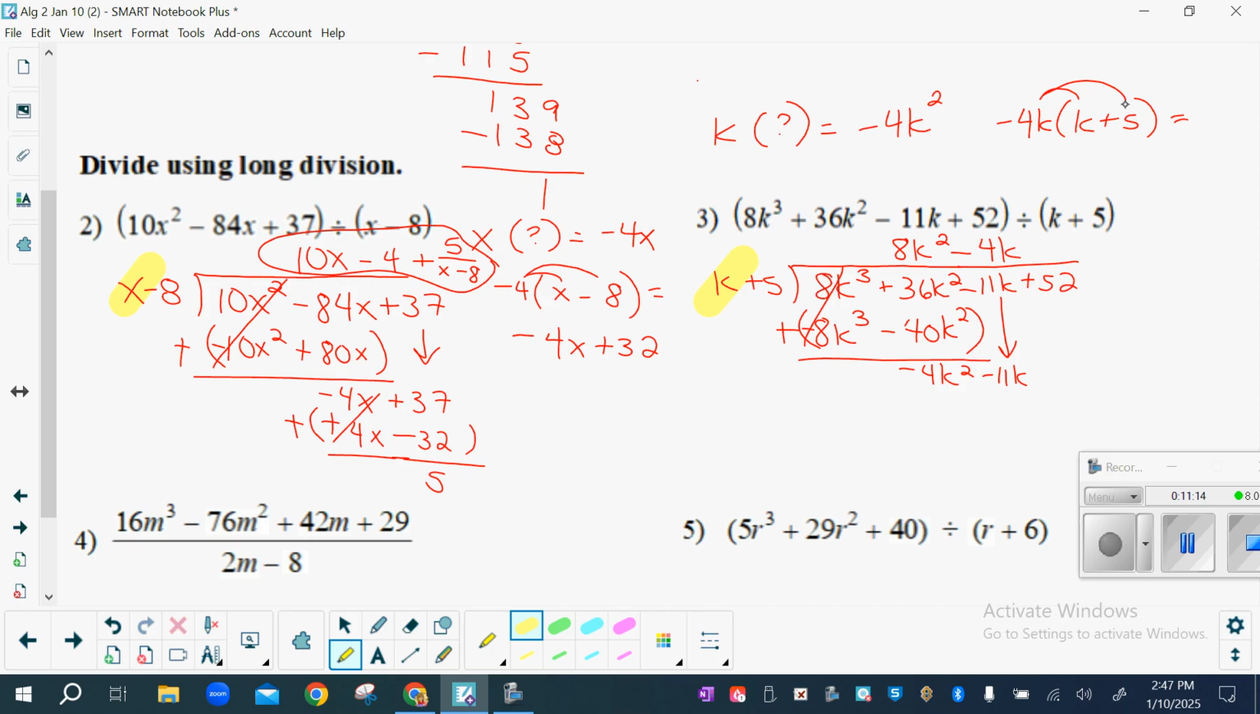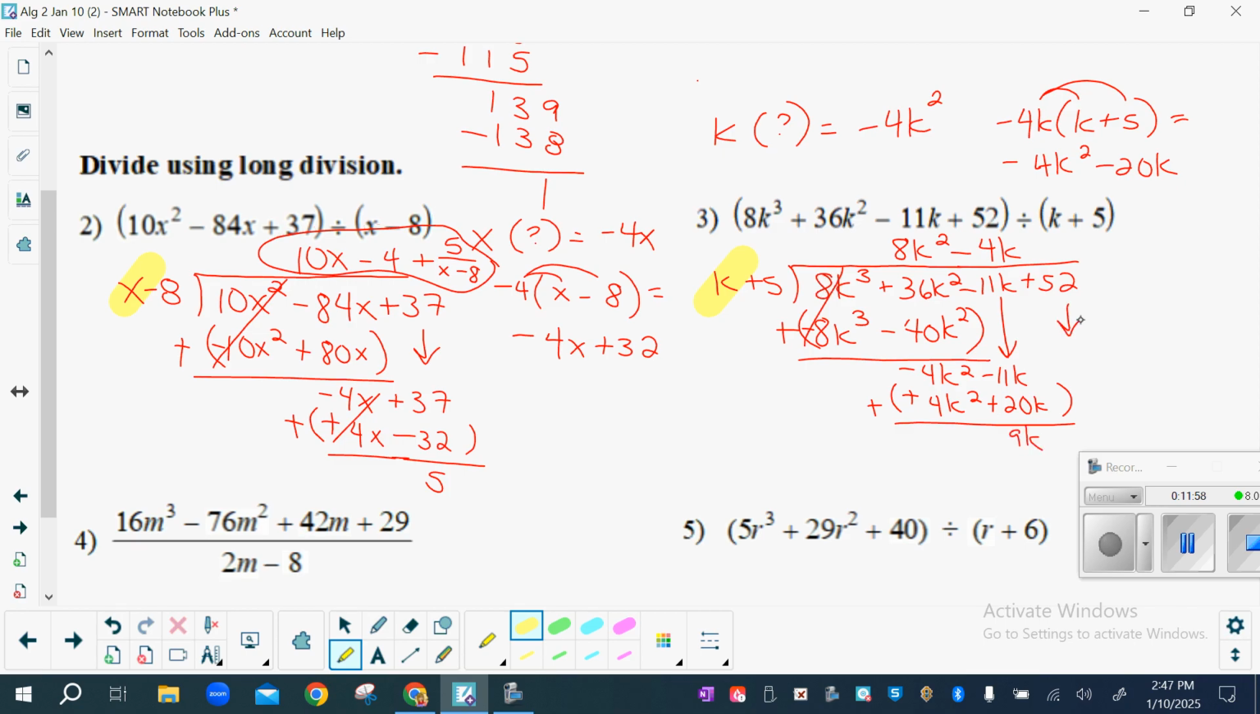Tell me what we get when we multiply that. Negative 4k squared minus 20k. Good. Anybody remember what we do next? Change our signs, that's right. So we have to distribute that negative, so this becomes positive and this becomes positive. And now we add them. What do we get when we add them? This group here? 9k.